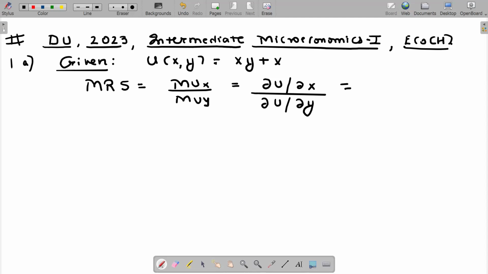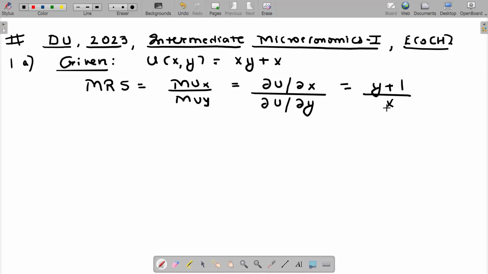How do I find del u by del x? Partially differentiate the function with respect to x, treating y as a constant. I get y plus 1. How do I find del u by del y? Partially differentiate the utility function with respect to y, treating x as a constant. I just get x. Okay, so del u by del x is y plus 1, del u by del y is x. And if you look at the MRS, it's y plus 1 by x.